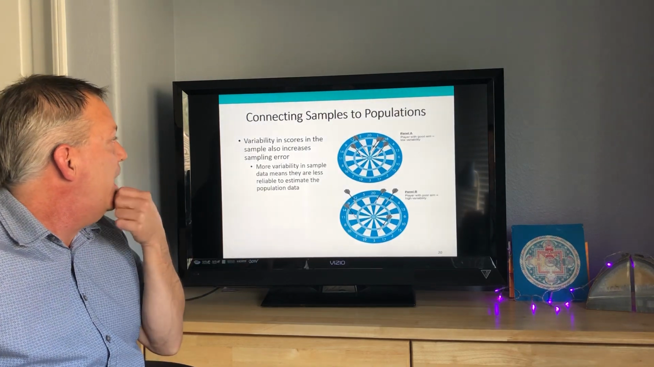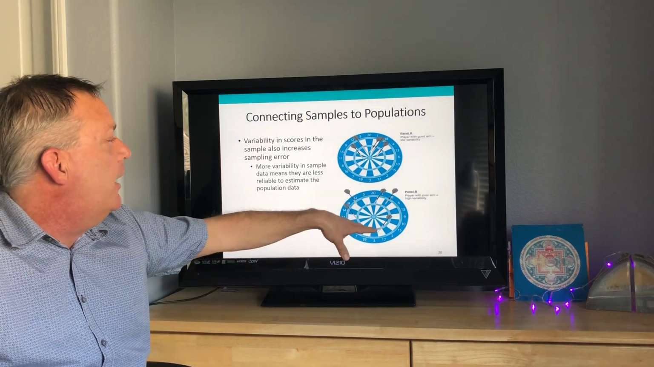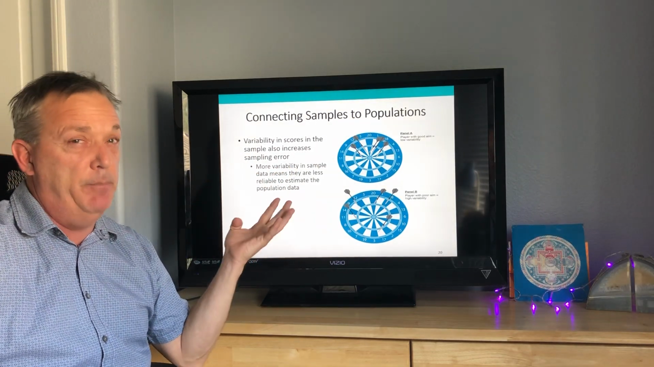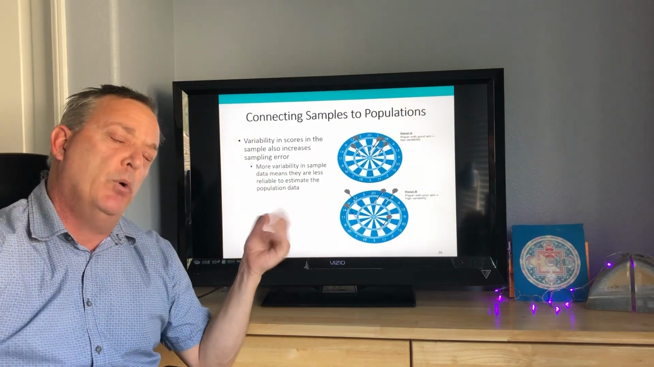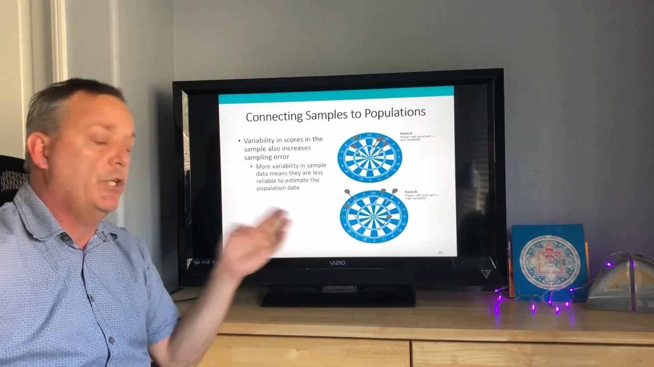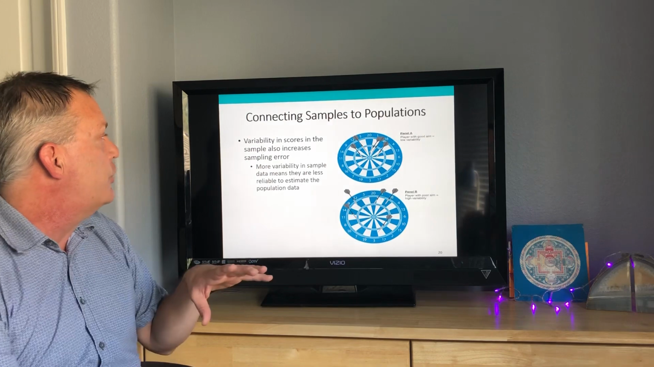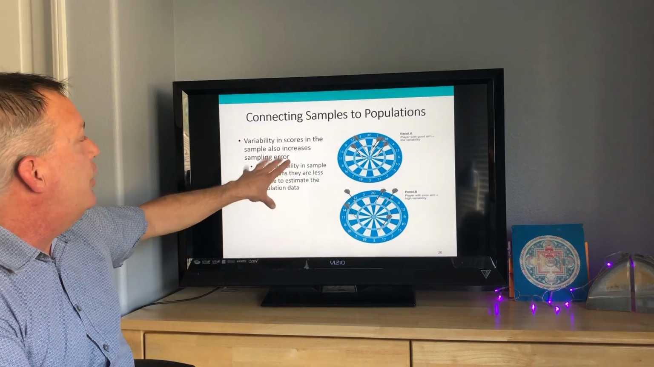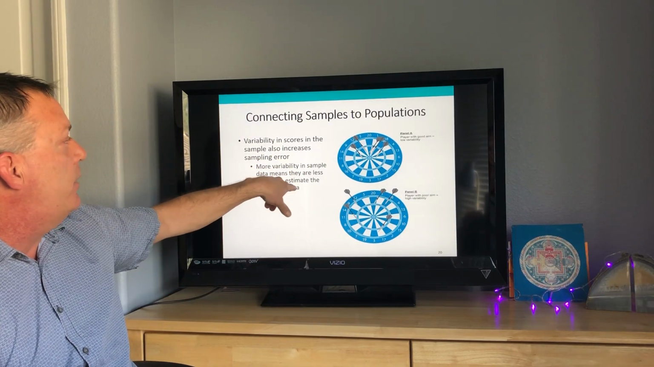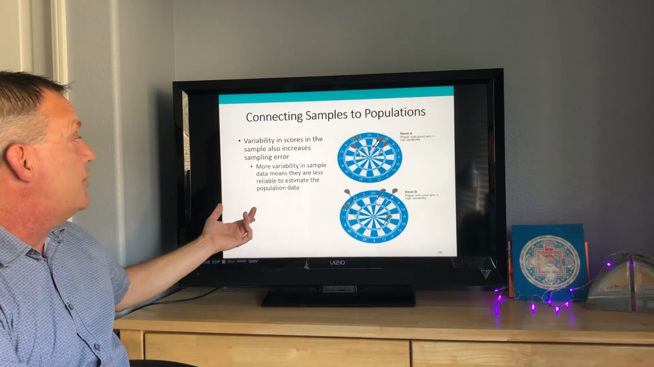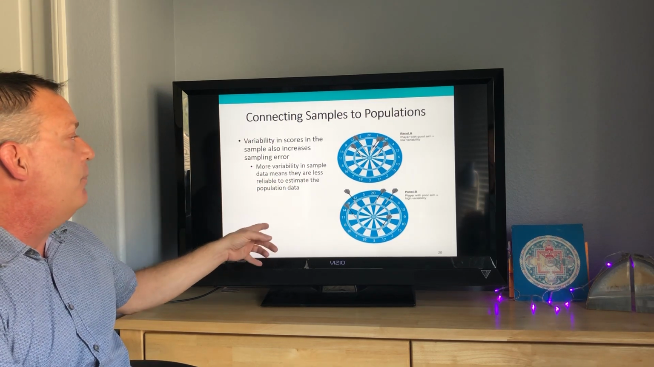Oh, that's a good transition, right? With the dart, right? And you can see they also talk about this new concept called variability. Variability is very important, and we'll talk about it in terms of variance and standard deviation in future chapters. For now, just know variability in scores in the sample also increases sampling error. The more variability in sample data means they're less reliable to estimate the population data.